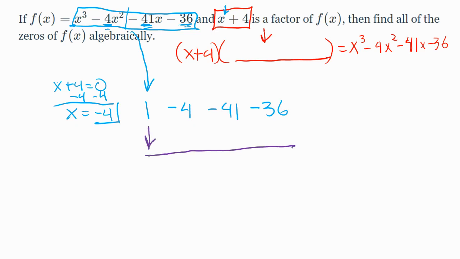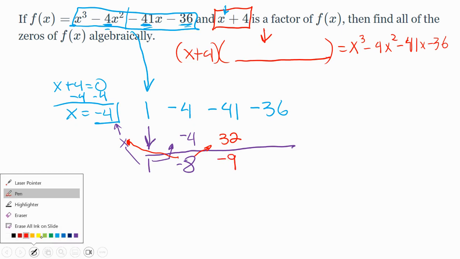You bring your 1 down. Every time it's always first term down, and then you multiply by the negative 4 over here and bring the result underneath the next coefficient, which in this case would be negative 4. And then we add, and we get negative 8. And we repeat the process over and over. Take the negative 4 times negative 8 here, and that's going to get you a positive 32. And then we add, and we should get a negative 9, and repeat.